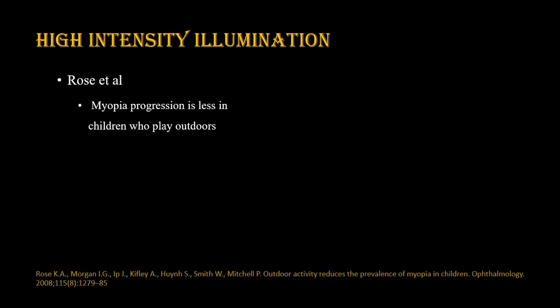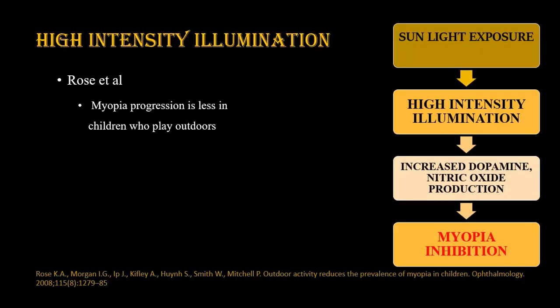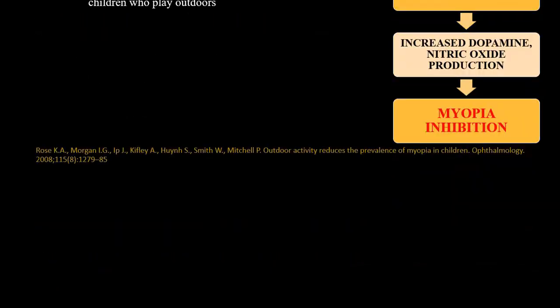High intensity illumination. According to Rose et al., myopia progression is less in children who play outdoors when compared to children who play indoors, corrected for their age, gender, everything. Based on many animal studies, sunlight exposure gives high intensity illumination, which increases neuromodulators like dopamine and nitric oxide production, which further inhibits myopia.